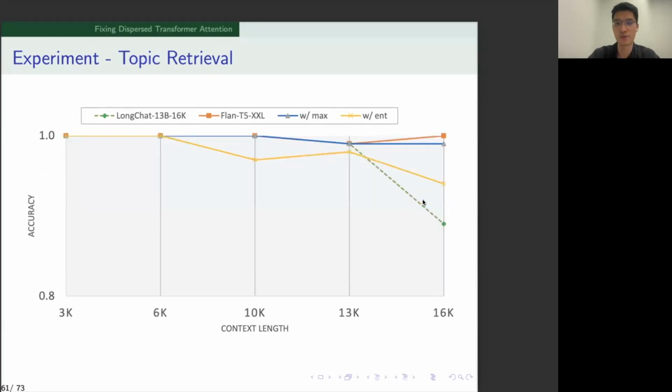And this is the story for topic retrieval. Again, we see a similar trend here. When equipped with the proposed fix, it performs pretty well. But the original model also performs pretty well.